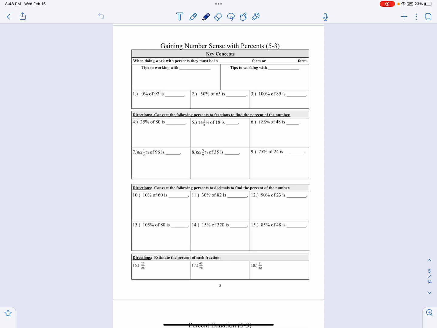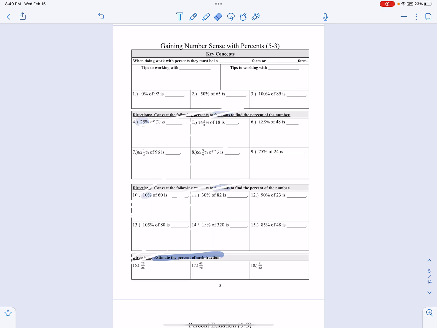So we're going to be focusing on two sections here. The first one is going to be converting the percentage to a fraction in order to solve the percent of a number problem. And the other situation is going to be converting the percent to a decimal to find the percent of a number. So we'll look at both of those and then we'll do some estimating at the end.